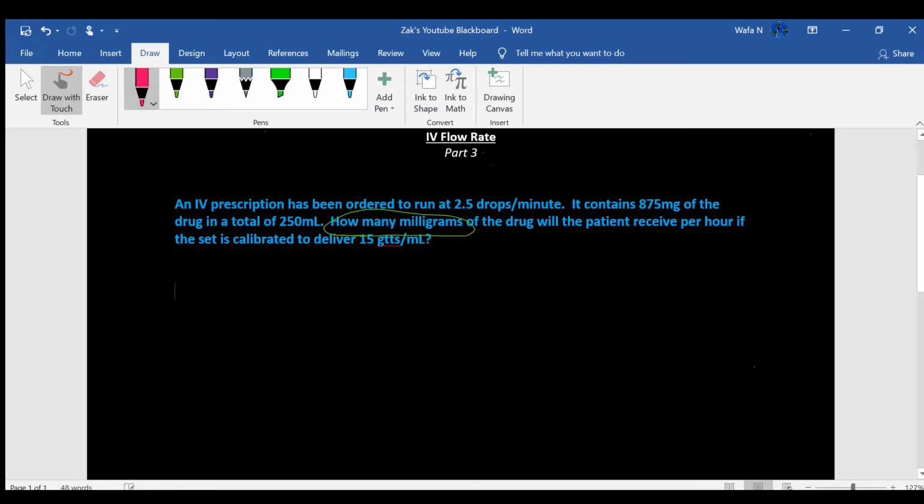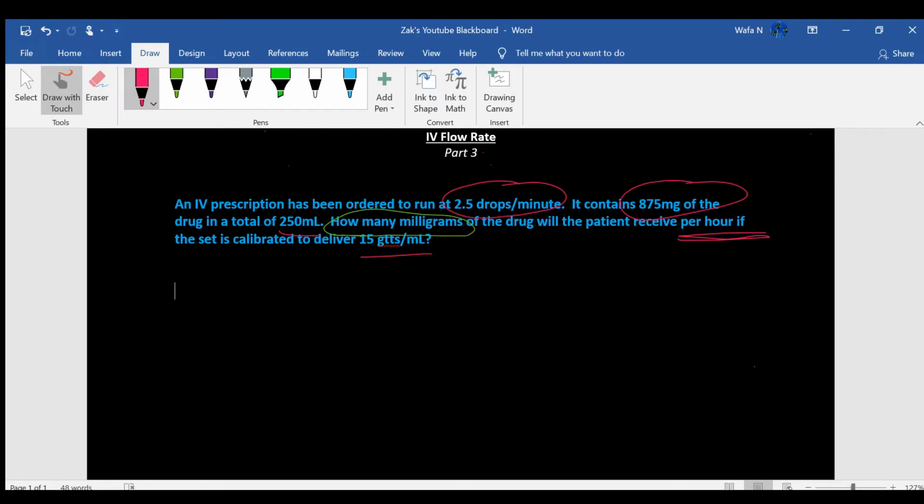So let's just highlight the items that we're going to need to do our setup, as always. We're going to need the 2.5 drops per minute. The 875 milligrams is going to be needed, again, in a much later process. We're going to use the 250 in our immediate problem setup. The 1 hour that you see here, per hour, is going to be needed much later in the second half of the problem. And the 15 drops is going to be needed in our immediate setup.